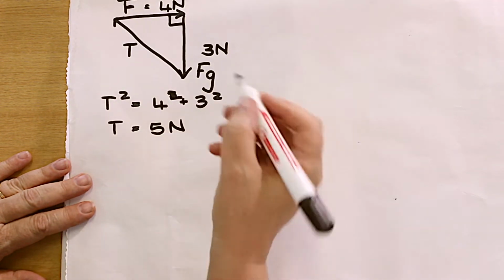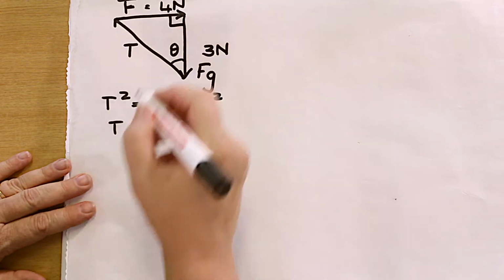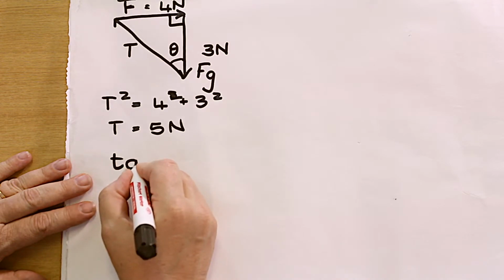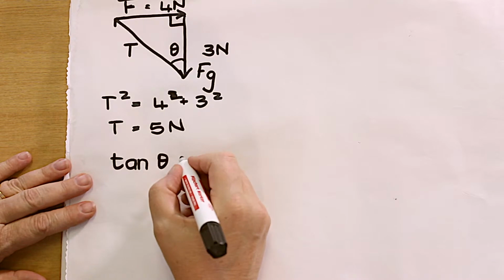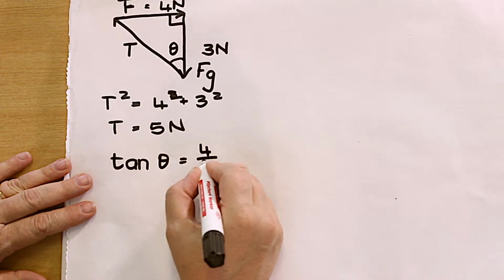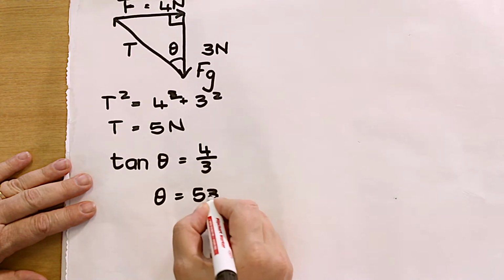And again, what will my angle be? My angle theta, yes, I use tan theta. Tan theta is my opposite side, 4 divided by 3. And that gives me an angle of 53,3 degrees.